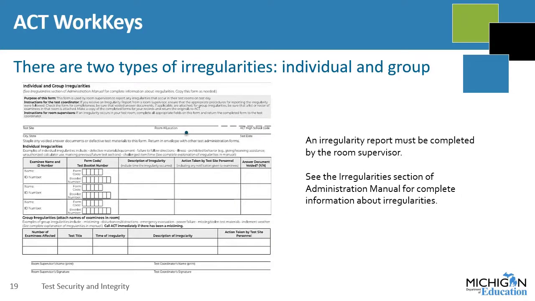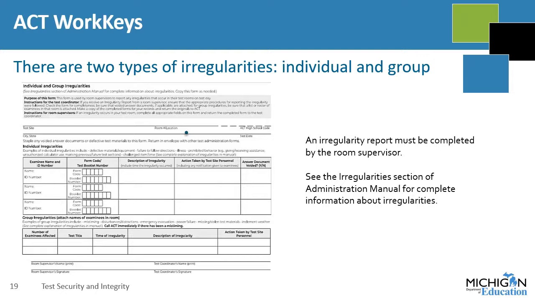Test coordinators are responsible for reporting irregularities on the ACT WorkKeys assessment when they occur. The ACT WorkKeys Administration Manual has a section on types of irregularities and descriptions of actions that need to be taken when they occur. There are two categories of irregularities that can occur: individual irregularities and group irregularities. Individual irregularities are incidents that affect one student or several students involved in a single incident that does not affect the larger group of students.